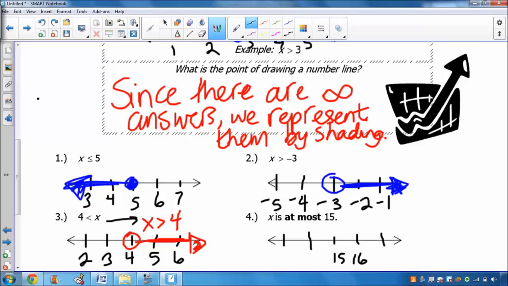I'll put 16, 17, 14, and 13. Okay, so if x could be 15, then I'll put a closed circle on the 15. But if x is at most 15, that means that anything above 15 will not work, which means that x is less than or equal to 15. That's what this statement right here means. X is less than or equal to 15.